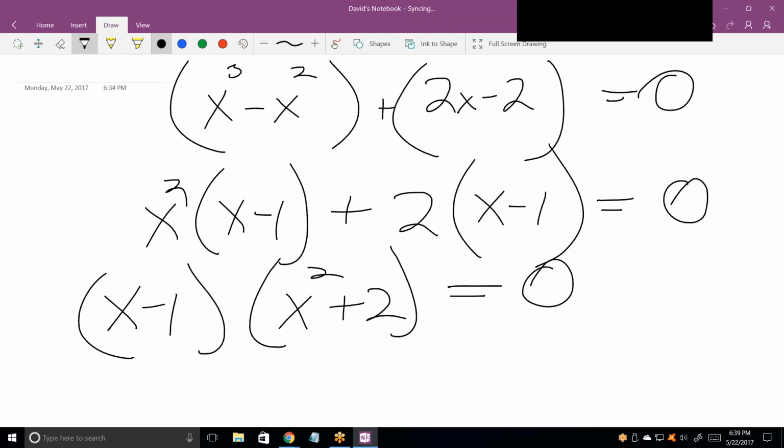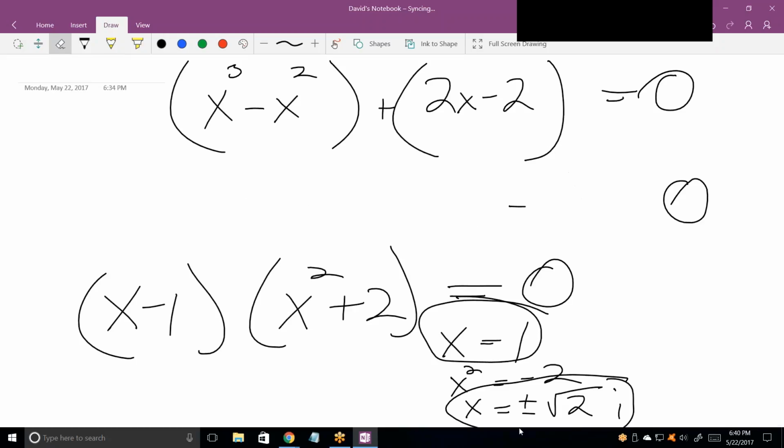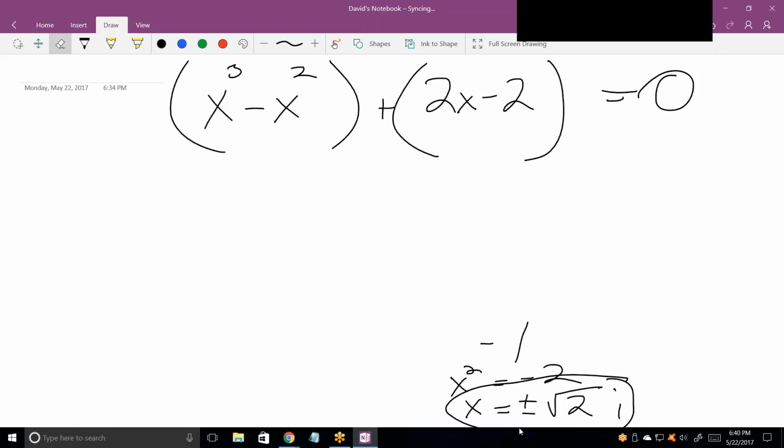Now, that gives me solutions of x equals 1, or x squared equals minus 2, which would mean x equals plus or minus the square root of 2i. So there's your 3 answers. Right. Yeah, the cubic. Okay, now let's go back a step. That's the way you do those. There's only one possible point of error.